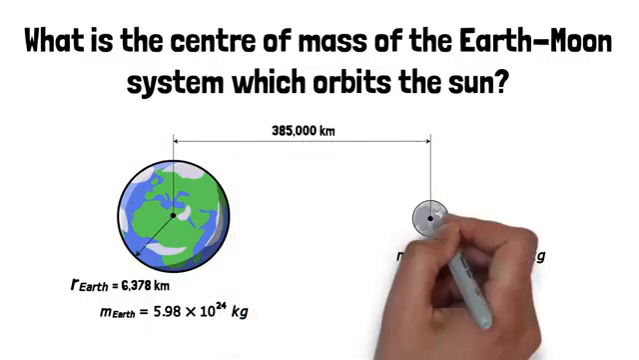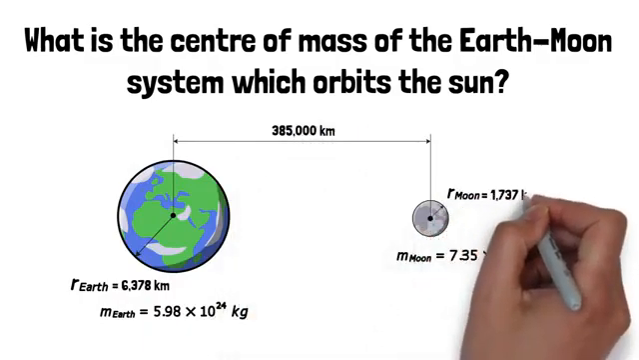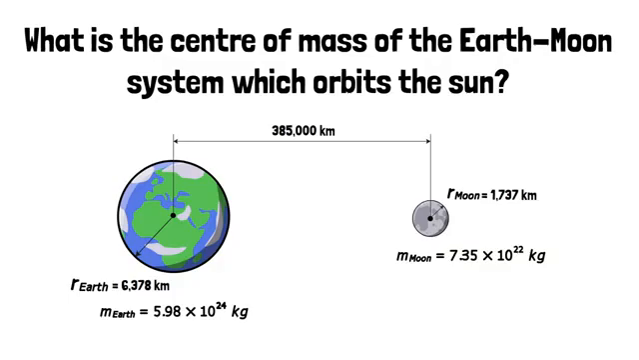Finally, the Moon has an average radius of 1,737 kilometers. Needless to say, the diagram is also not drawn to scale here, as the radii of the Earth and Moon are on the order of about 1% of the distance between the two bodies. So we can safely treat them as point masses with respect to each other.